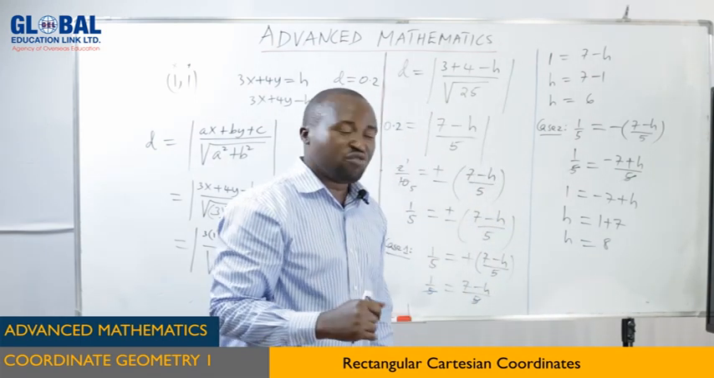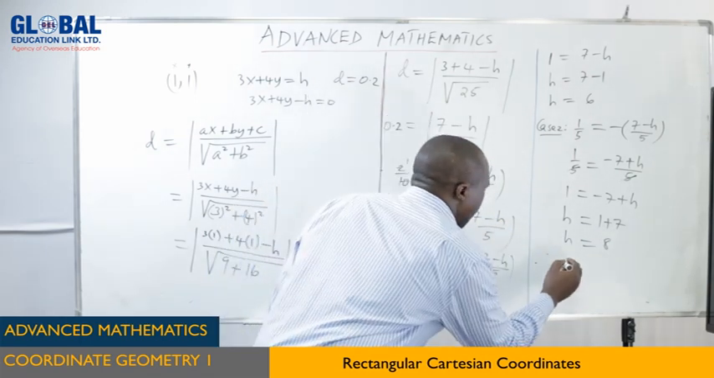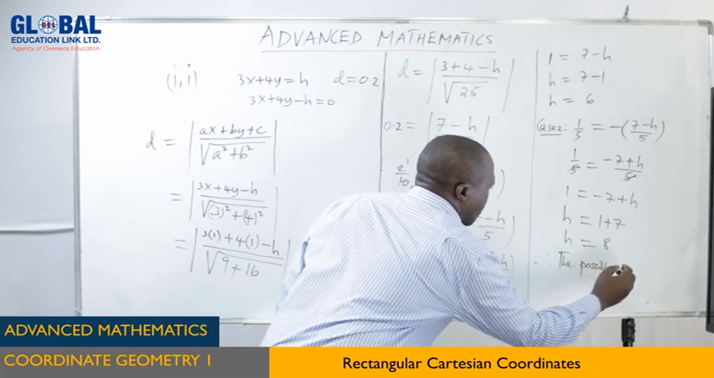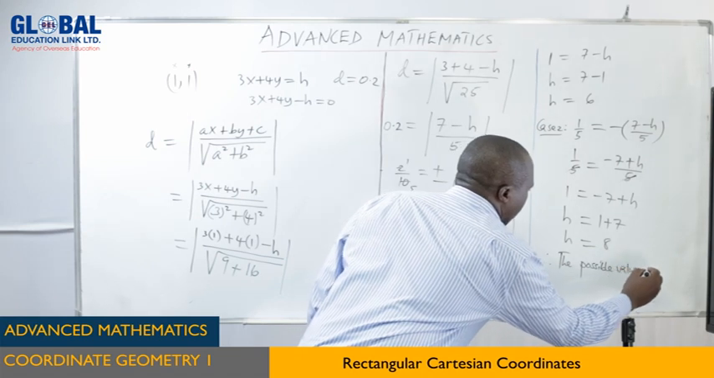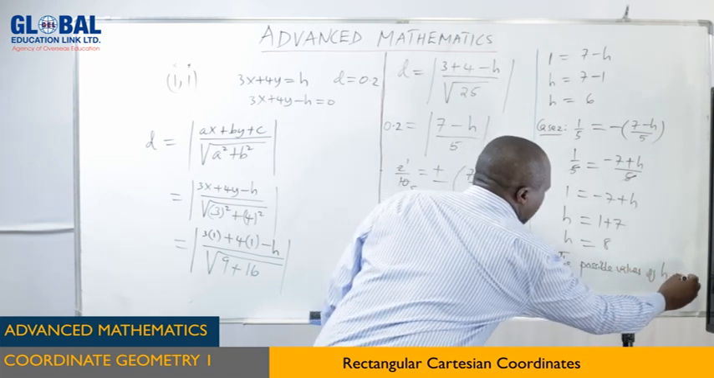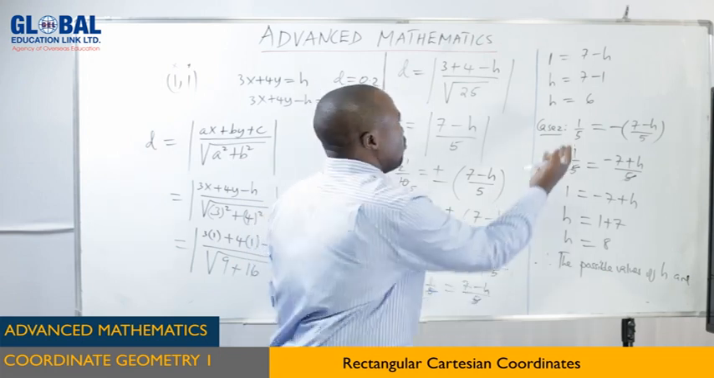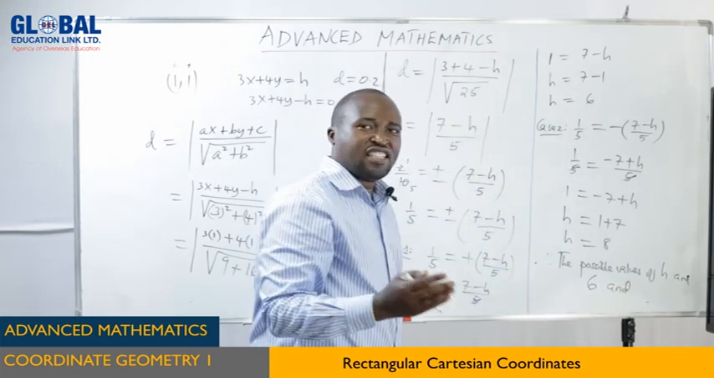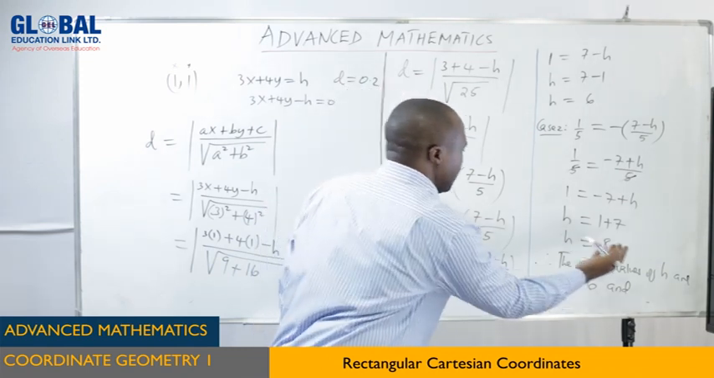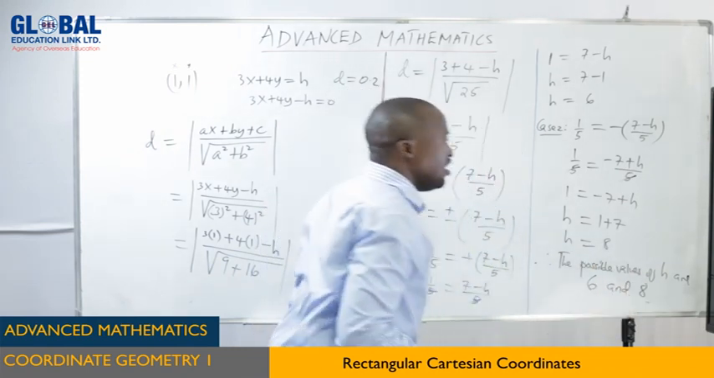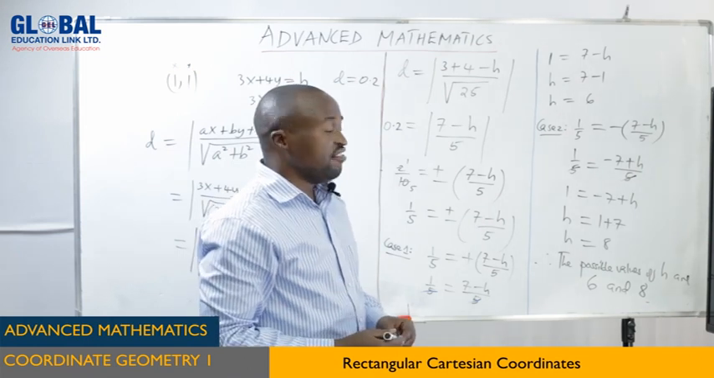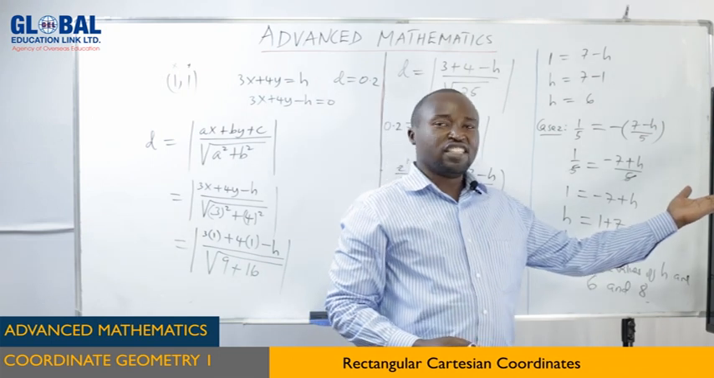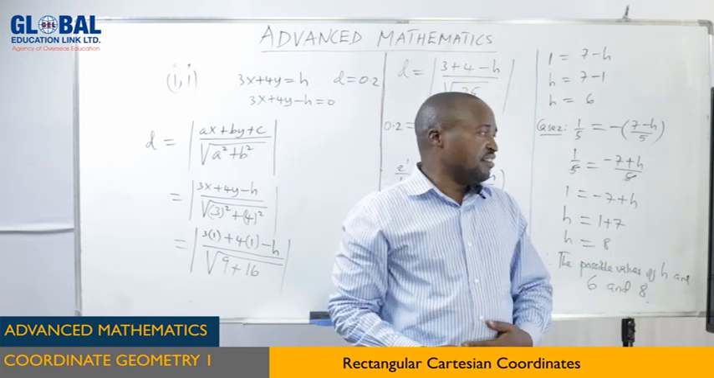Now we have two values of h. So here we just say the possible values of h are 6 and 8. Remember, the first value is 6 and the second possible value of h is 8. So those are the possible values of h. And that was review question 1B.